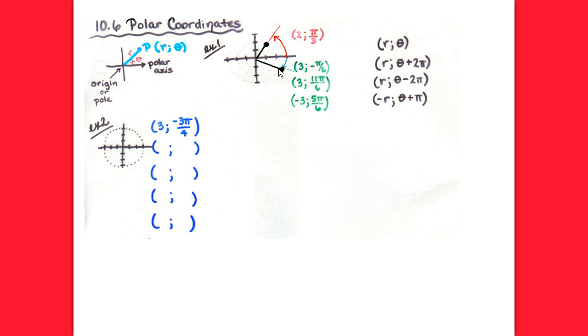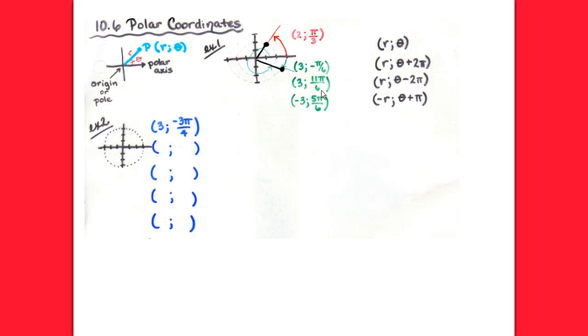All right, the next one that they asked me to plot is 3, 11 pi over 6. If I start here and go all the way around, 11 pi over 6 is actually just 1 pi over 6 shy of 12 pi over 6, or 2 pi. That's the exact same point that we already have graphed. 3, negative pi over 6 and 3, 11 pi over 6 plot as the same point. And that goes back to that idea of coterminals.